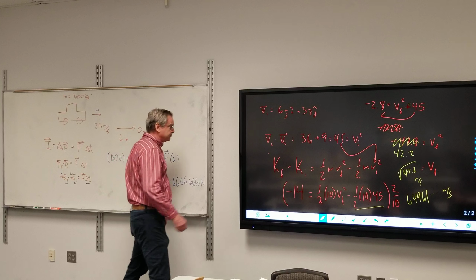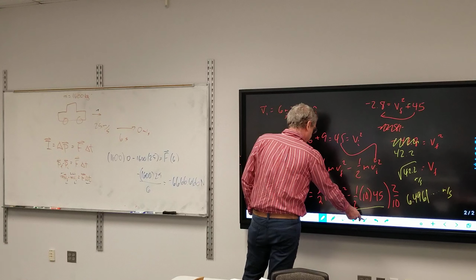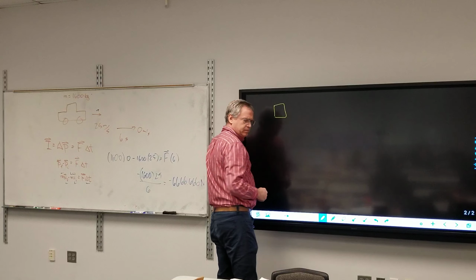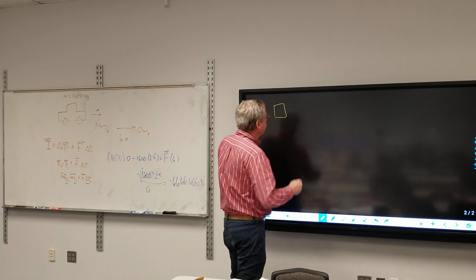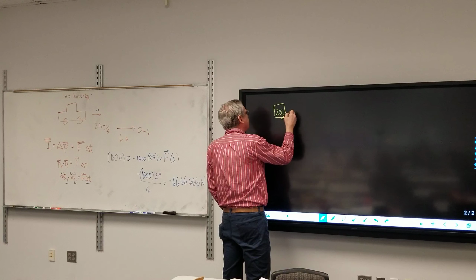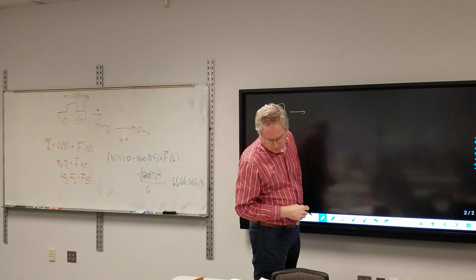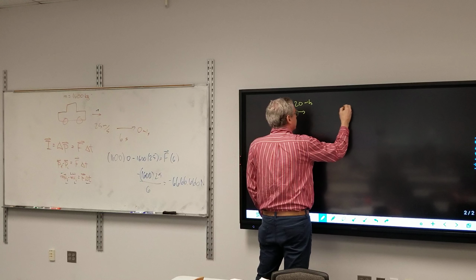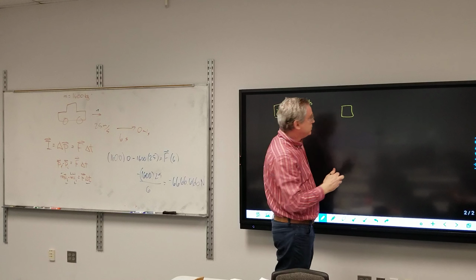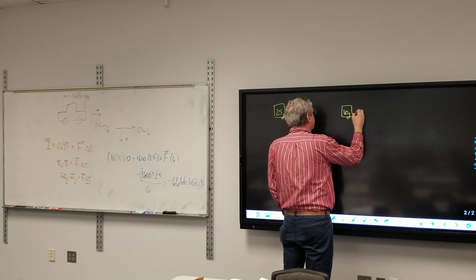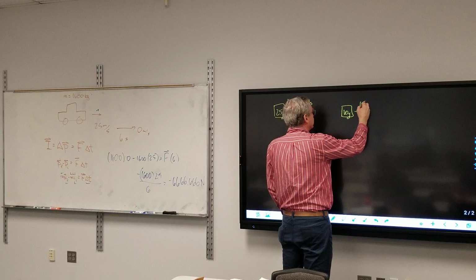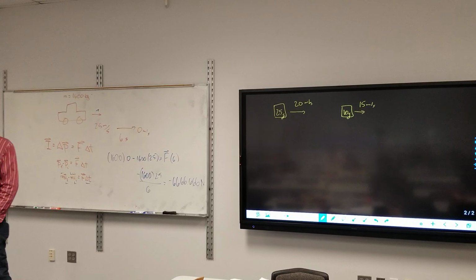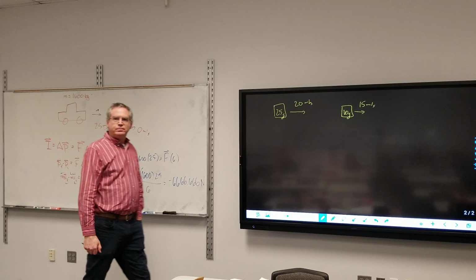Now we'll start over here. So 25 grams going to the right at 20 meters per second is going to hit something else that is 10 grams going to the right at, I believe I said, 15 meters per second. So they're both going to the right, and the 25 gram one is catching up.